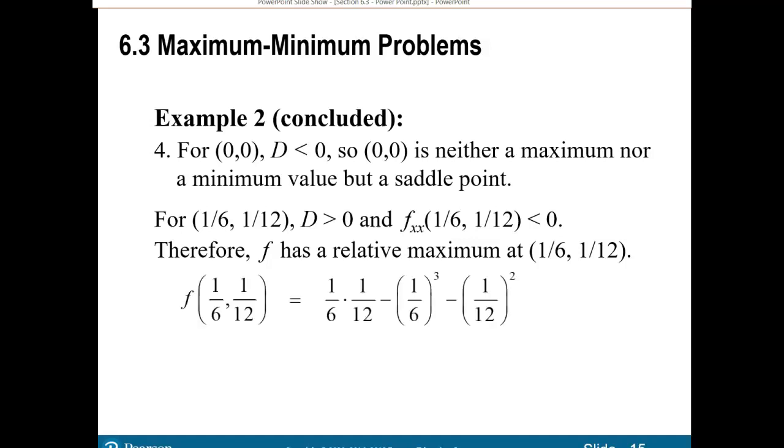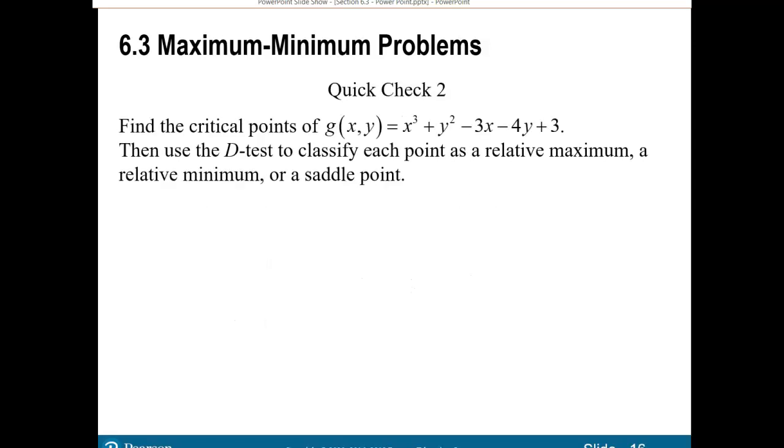So the value of that max is what you get if you plug that ordered pair into the function f. And if you do that, you should get 1 over 432. So it has a saddle point at (0, 0), and it has a relative max at (1/6, 1/12), and the value of that max is 1 over 432. All right, so here's another one, similar to the one we just did. You can try it on your own if you'd like. You can press pause and try it, or you can watch and listen for the explanation.